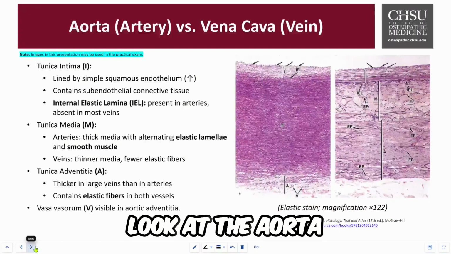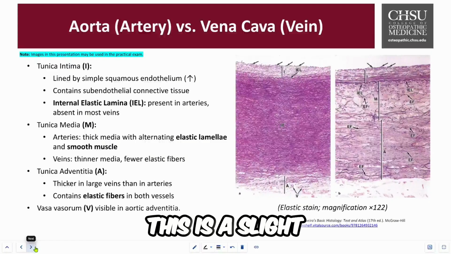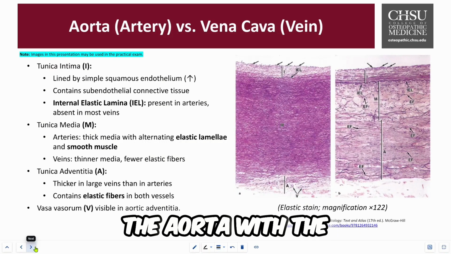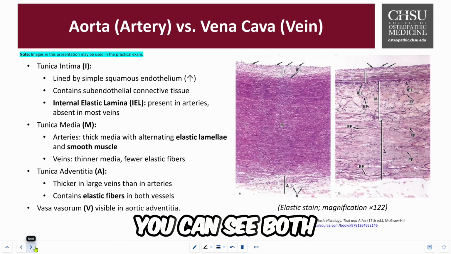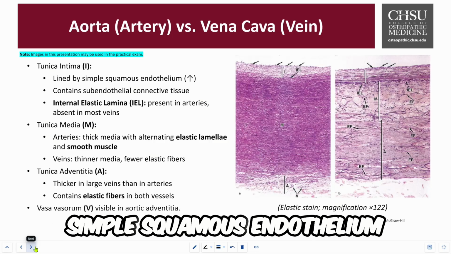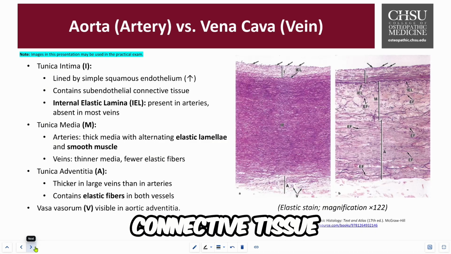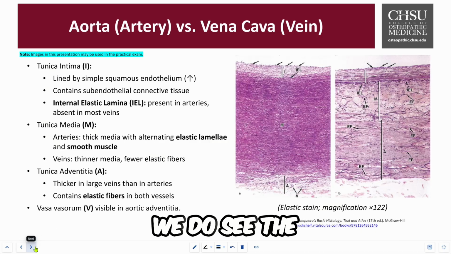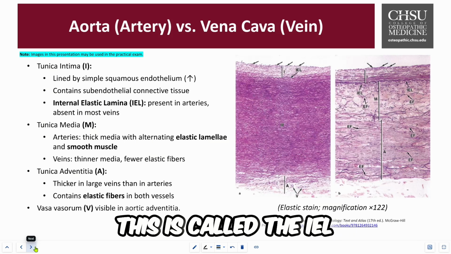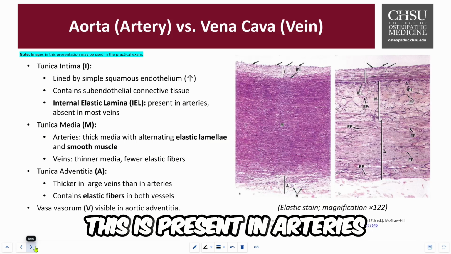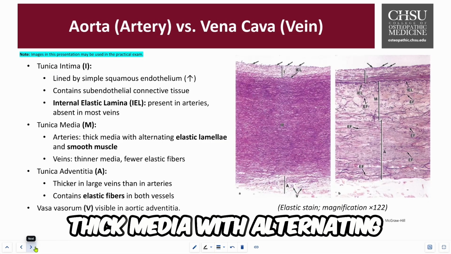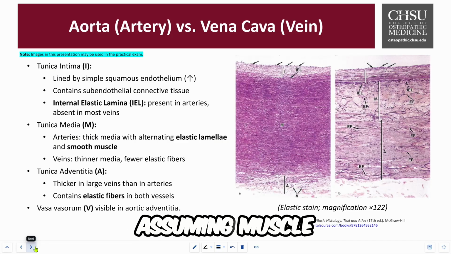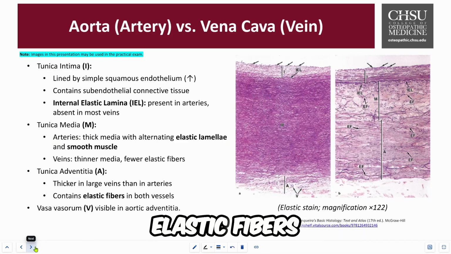Now let's take a look at the aorta, an artery, versus the vena cava, a vein. This is a slide comparison of the largest artery, the aorta, with the largest vein, the vena cava. The first layer is the tunica intima, letter I. You can see both are lined by the simple squamous endothelium, and it contains subendothelial connective tissue. However, we do see the internal elastic laminae, called the IEL. This is present in arteries, but it is absent in veins. Then we can take a look at the M, media. Arteries usually have a thick media with alternating elastic laminae and smooth muscle, while veins have a thinner media with fewer elastic fibers.